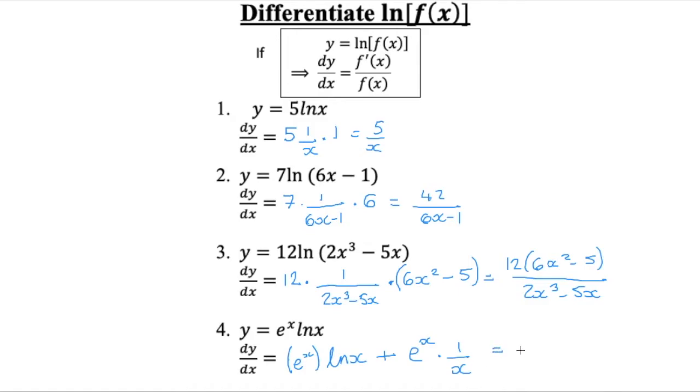We can take e to the x out here. We times the first term by ln x and the second term by 1 over x.